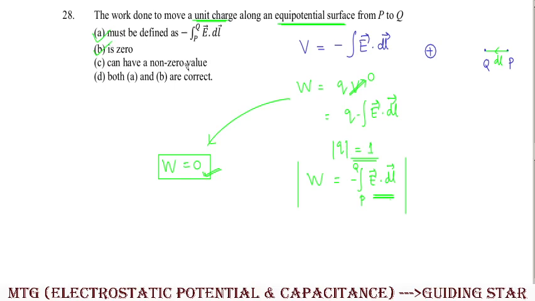Option C says it can have a non-zero value, that means work done will be either positive or negative, any non-zero value. That is wrong. Why? Because an equipotential surface is a surface where potential remains constant. So over an equipotential surface, if we take two different locations, they will have the same potential, so the potential difference will be 0. If the potential difference is 0, then work done will be 0. So here we'll choose option D, because both A and B are correct.